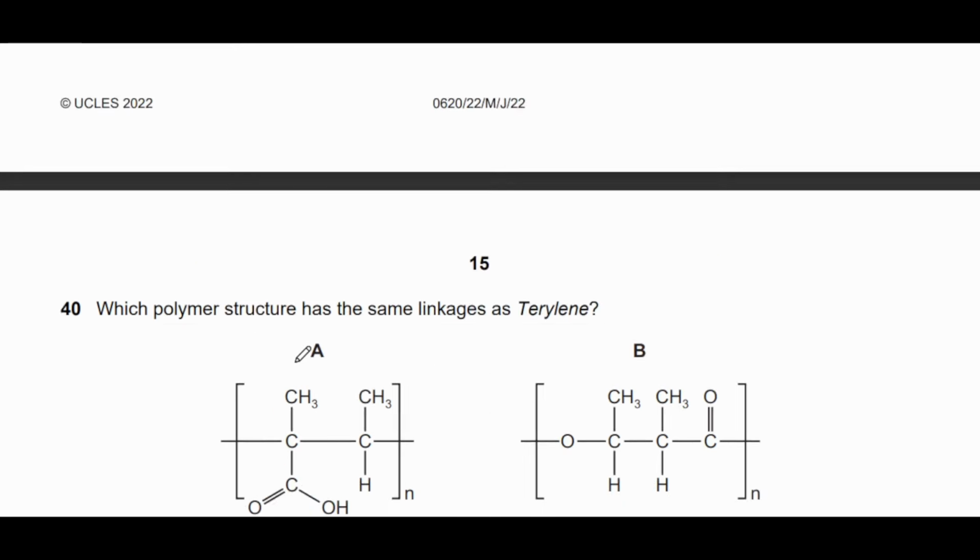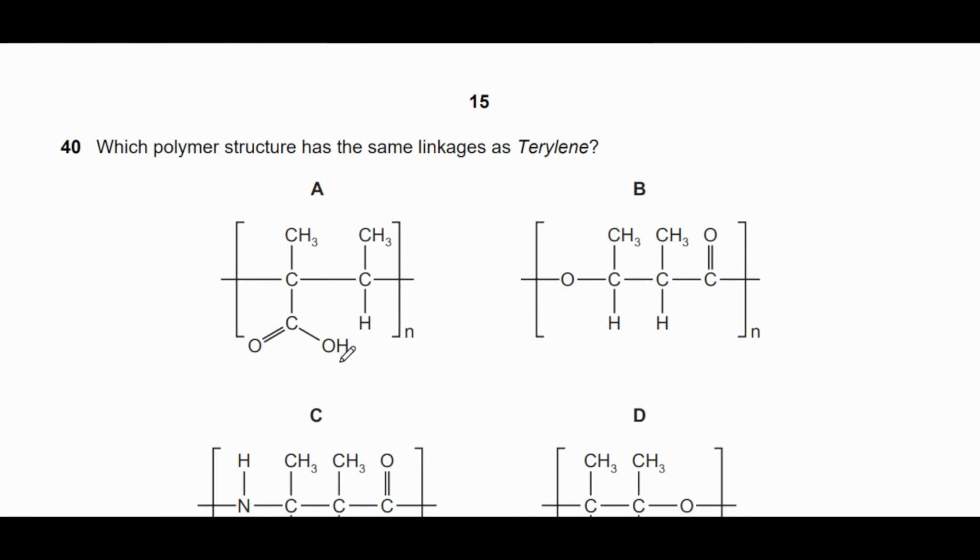Which polymer structure has the same linkages as terylene? Terylene is a polyester. So which of these has an ester bond? A doesn't have an ester bond. C doesn't have an ester bond, it's an amide bond. D doesn't have an ester bond. The only one with an ester bond, the COO, is B.